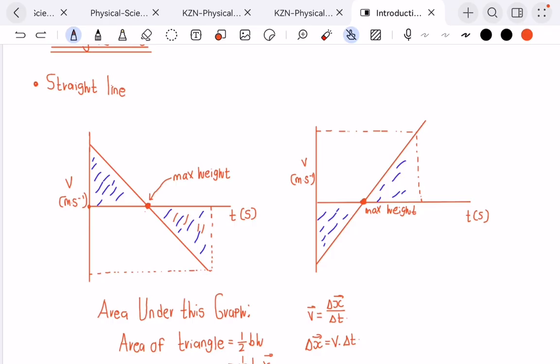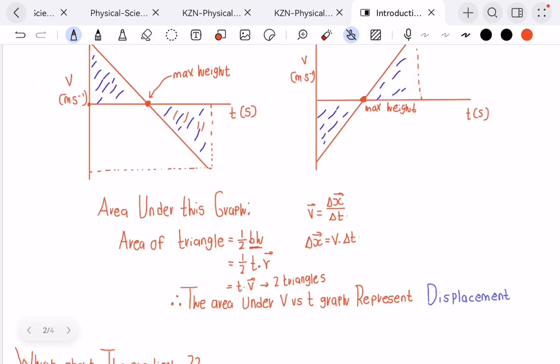We know the area of a triangle is just 1/2 breadth times height. In this case, our breadth is actually the time, and our height is the velocity. So we can just represent it like this. We get our area is just 1/2 t times v, sorry about that.